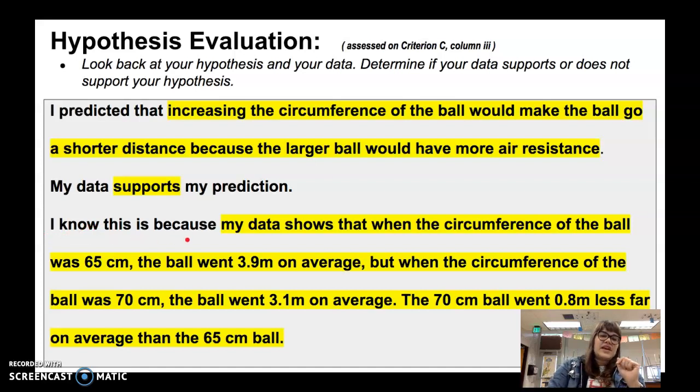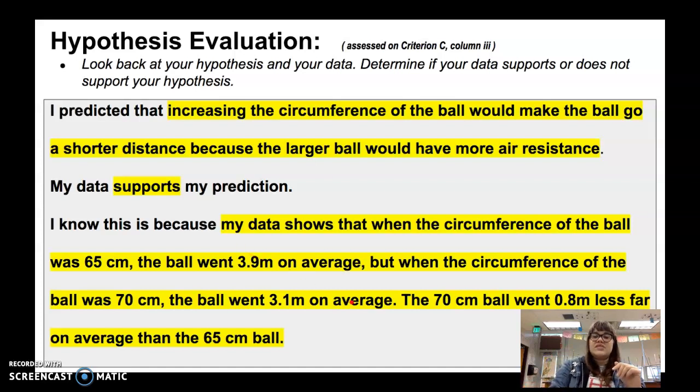What I wrote is, I know this because my data shows that when the circumference of the ball was 65 centimeters, the ball went 3.9 meters on average. But when the circumference of the ball was 70 centimeters, the ball went 3.1 meters on average. That sentence right there is me just summarizing my data in a way that supports my hypothesis.